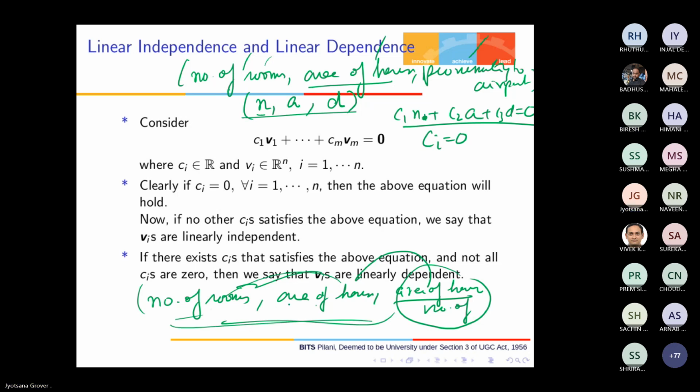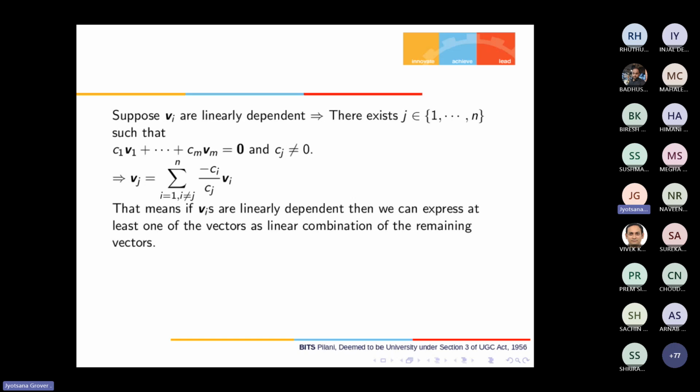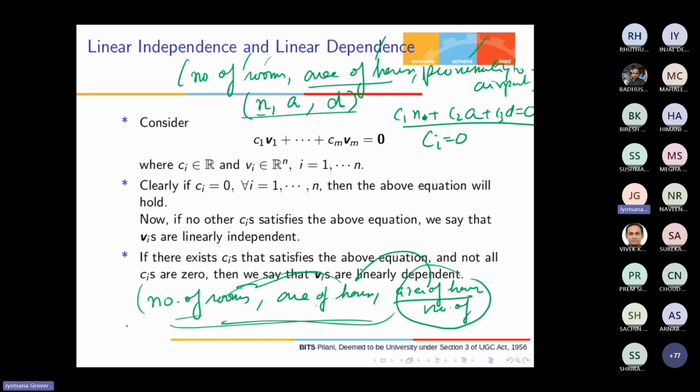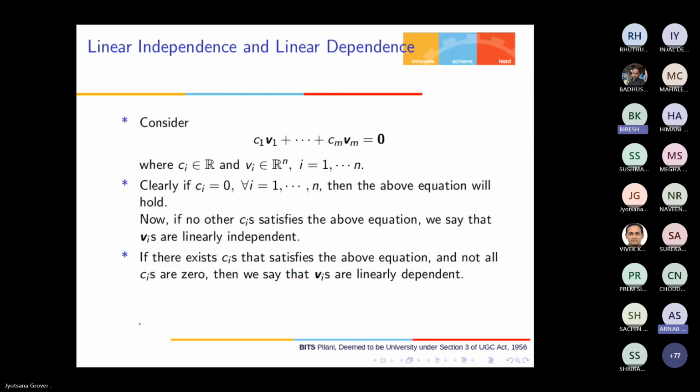Now suppose they are linearly dependent. Ma'am, can you go back to the previous slide once? I have one doubt. Yeah. Here you are saying that in the equation C1 V1 plus C2 V2 plus Cm Vm, if all the Ci's are 0, then we can say it is linearly independent. Correct. Then only you say linearly independent.